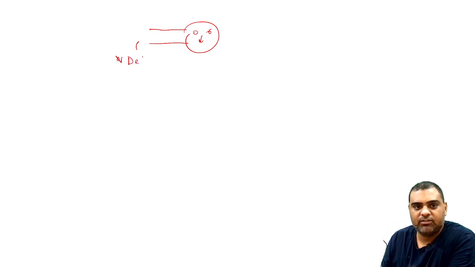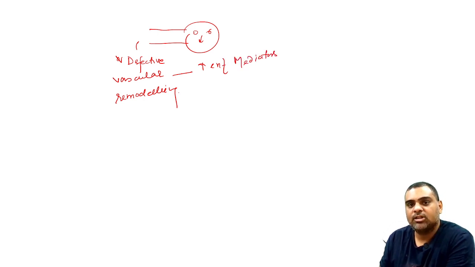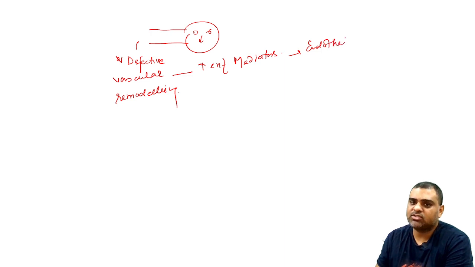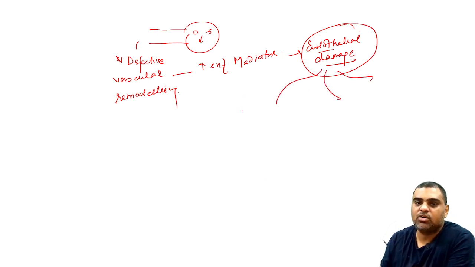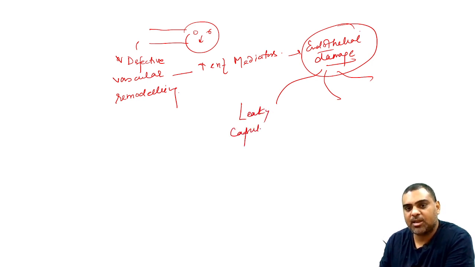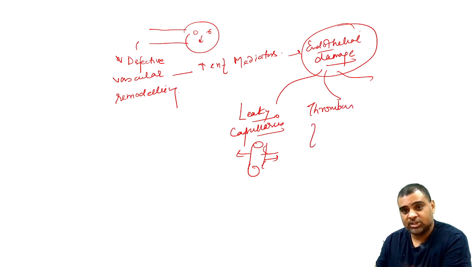See, if this is the placenta, this is the baby. There is defective vascular remodeling. So there are increased inflammatory mediators, and so there will be endothelial damage. If someone asks you what the main starting point is, it is the endothelial damage. And this endothelial damage will cause three basic things. First, it will cause leaky capillaries, that is, the fluid will come outside the capillaries. Second, it will cause thrombus formation.